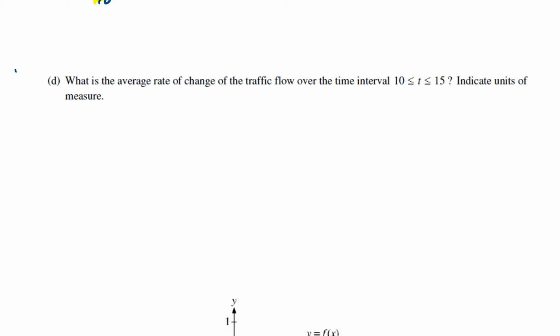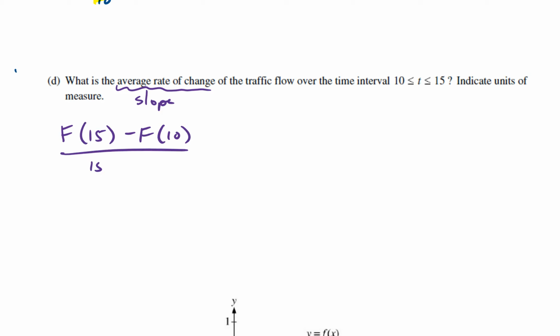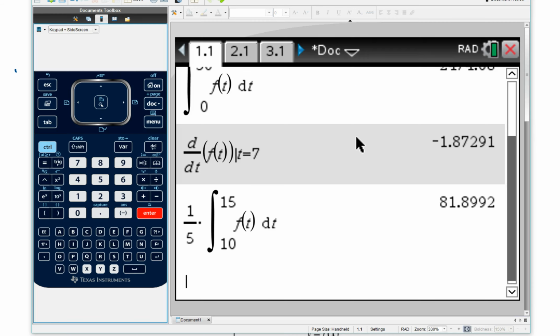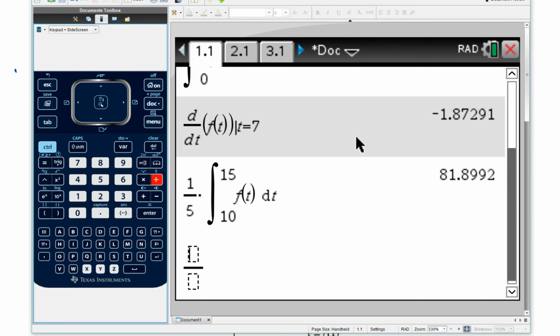What is the average rate of change of the traffic flow over the time interval between 10 and 15 minutes? So average rate of change, remember average rate of change is different from average value. Average rate of change is just the slope. So it's going to be f of 15 minus f of 10 over 15 minus 10. And again, I can use the calculator. And I'm going to plug it in exactly the way it's asking me to.